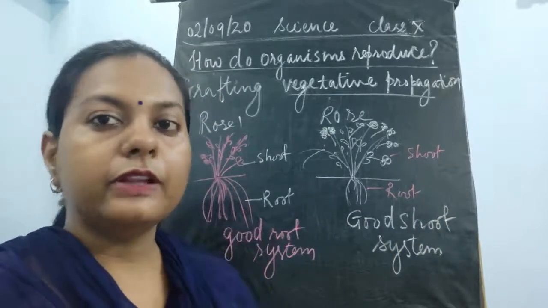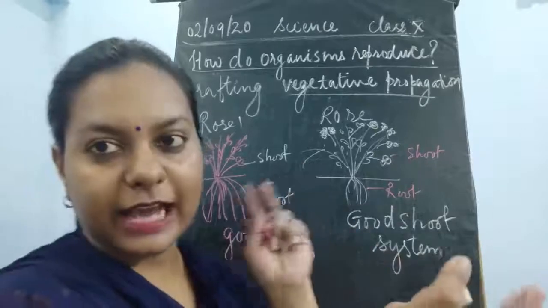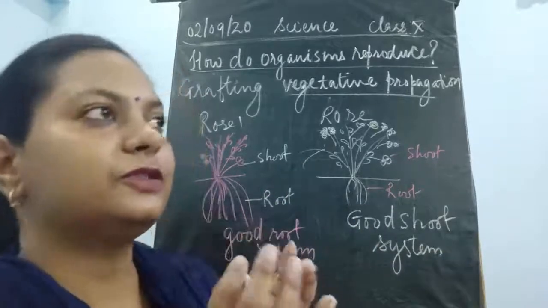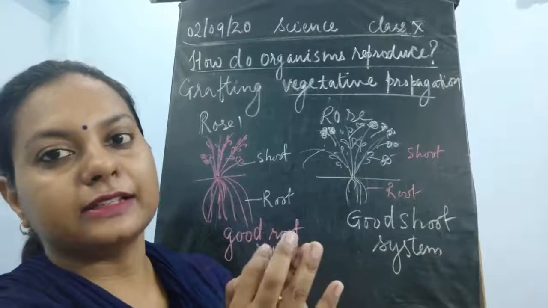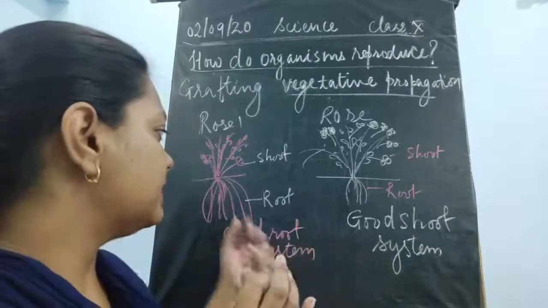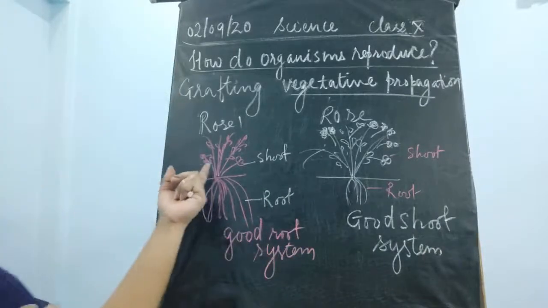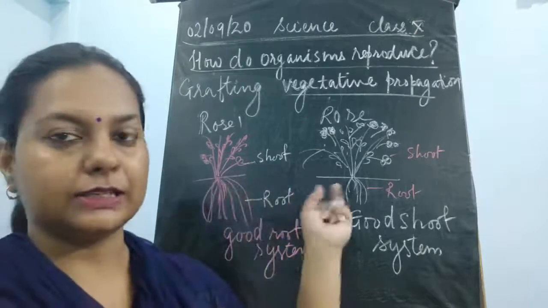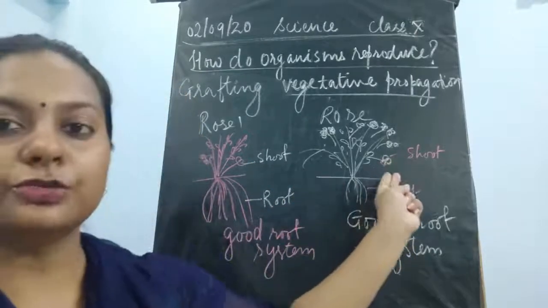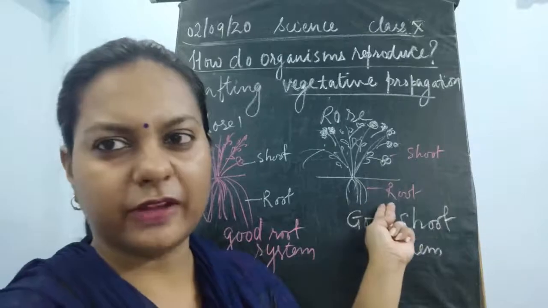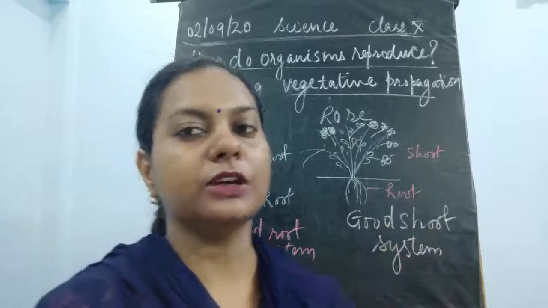Okay, we will just exchange the good characteristics of these two plants. We can see that there is a good root system, but very few flowers and very little branching. But here we can see a very good shoot system, but its root is not very good. So we'll exchange the good parts.